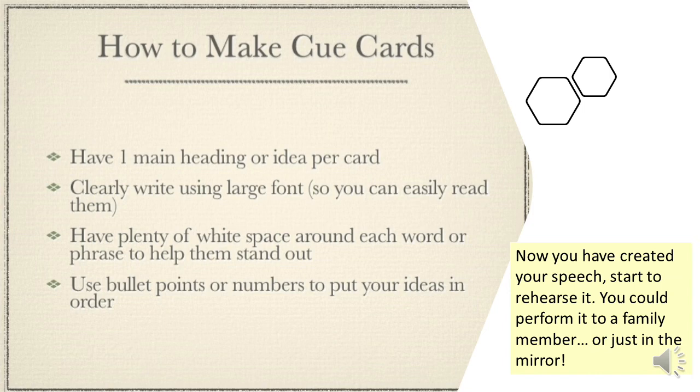So have one main idea or heading per card. Clearly write using large fonts so you can easily read the card yourself. Have plenty of white space around each word or little phrase. You don't want to be having to look hard and read from it. That's just like reading a speech, isn't it? You want those few keywords really clear that are just going to jog your memory so you know what to say. And finally, use bullet points and numbers to put your ideas in order. Number each card actually so that you get them in the right order when it's the day of your speech.